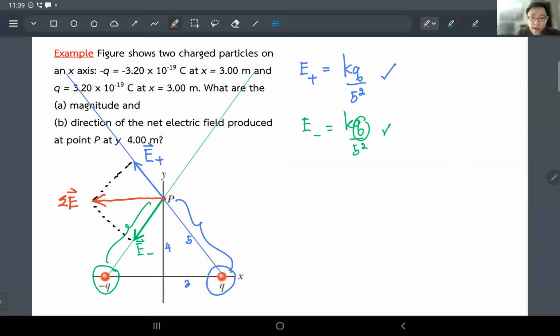But of course, the way that you actually execute this is you just break this into two components, just like before, and break the green into two components as well. There. And as usual, the vertical components, from the look of it, by symmetry, are going to cancel each other. So this one is gone along with this. So you only have the net electric field pointing to your left.